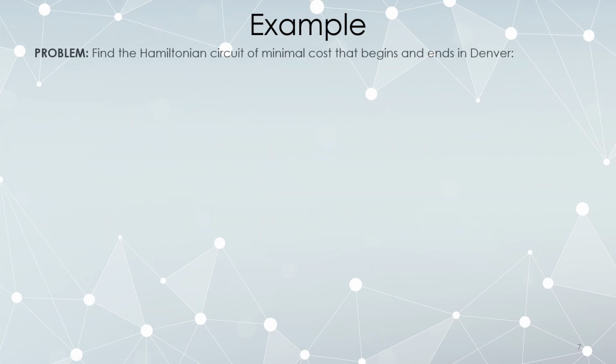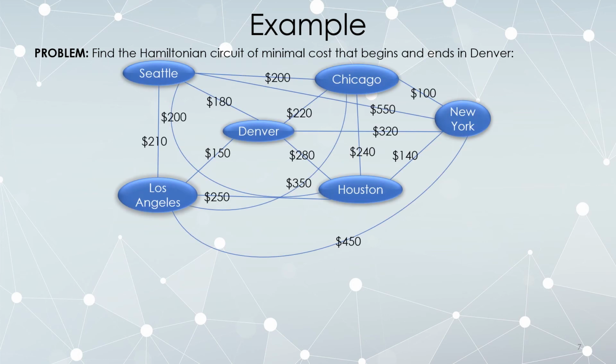So as an example, let's suppose we need to find the Hamiltonian circuit of smallest possible cost that begins and ends in Denver in this travel map. So we live in Denver, we need to visit these 5 other cities. It doesn't really matter what order we do it in, but we just want to visit each one of them once. And we need to find the cheapest way to make that happen.